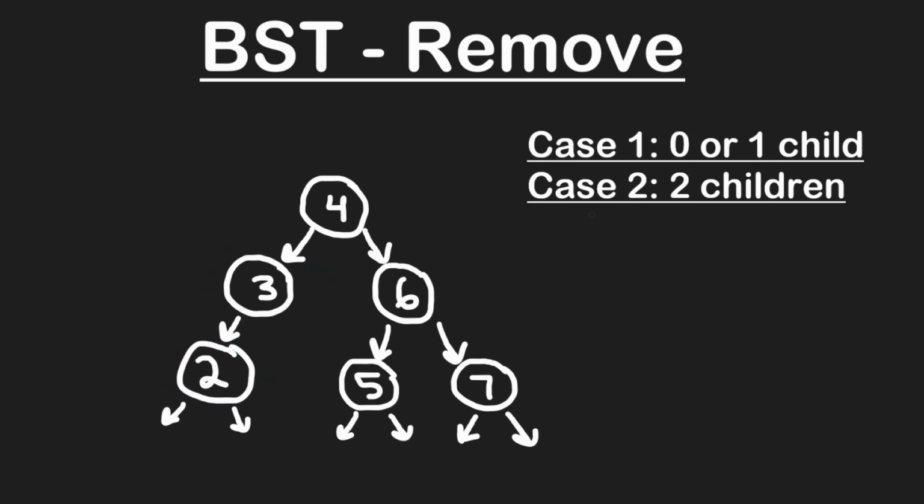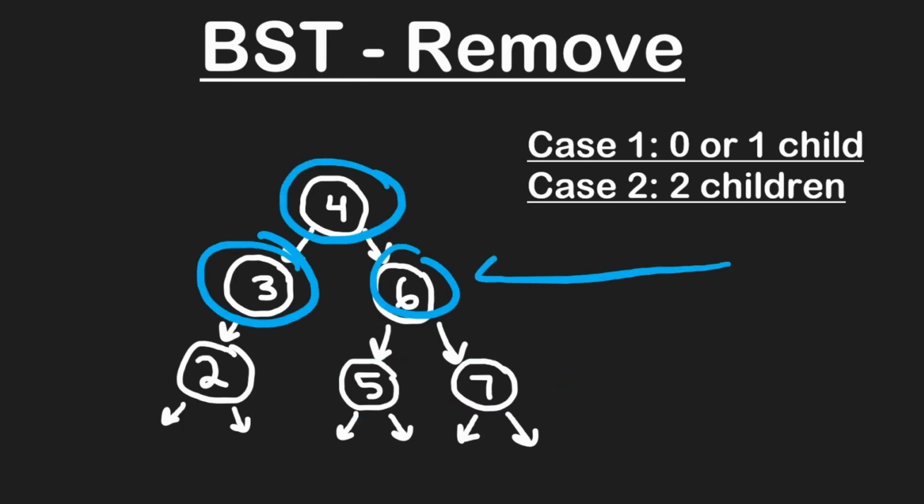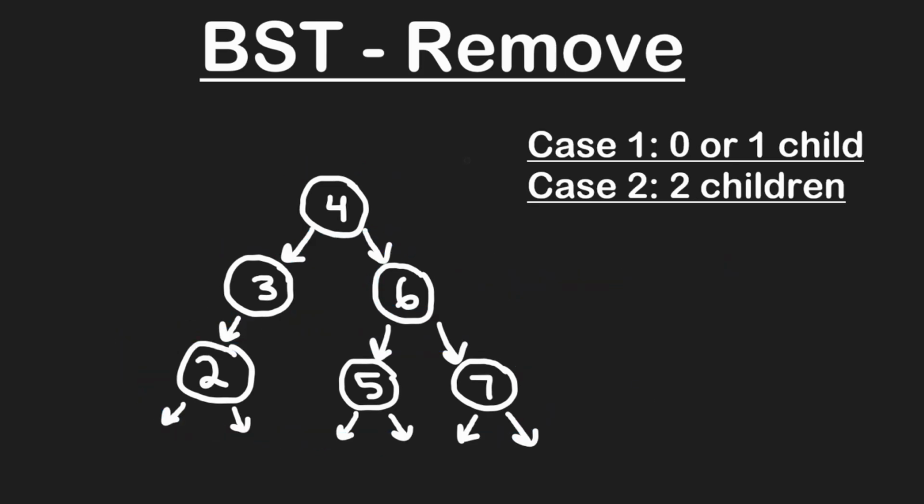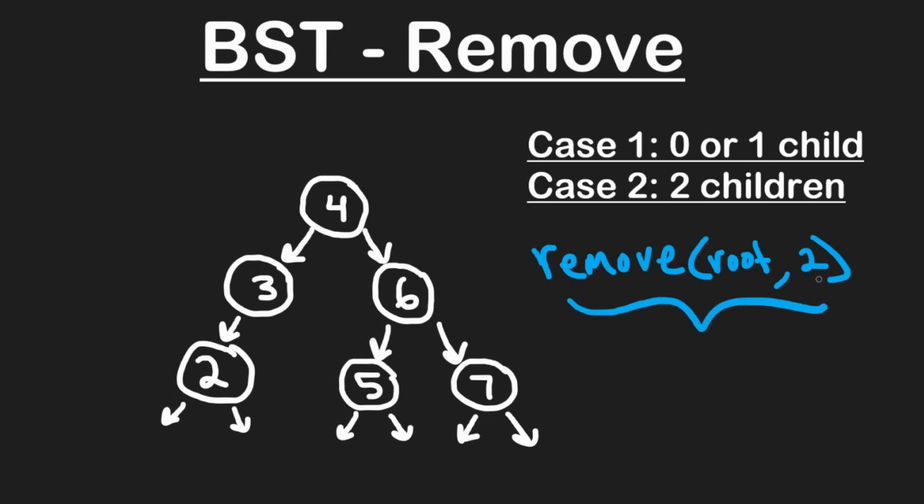The more difficult case is when we're removing a node that actually has two children. For example, this node has two children, and this node also has two children, and its children even have children, so that could definitely get complicated. But first, let's start with the simple case. So let's say we're removing the value 2. The call would be similar to the insert call, where we're given the root of some tree and some value that we're looking for to remove.